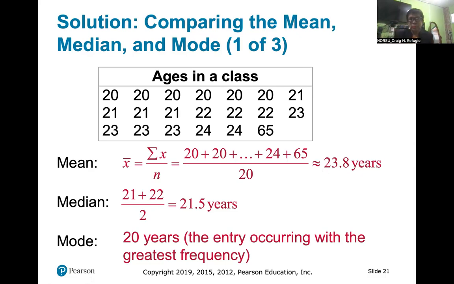Median. So we have 21.5 years. And then the mode, 20 years, the entry occurring with the greatest frequency. So take note, mean 23.8, the median is 21.5, the mode is 20 years. If the mode is 20 years, that would refer to the modal age, and that is the age that is repeated most of the time found in that given data set.